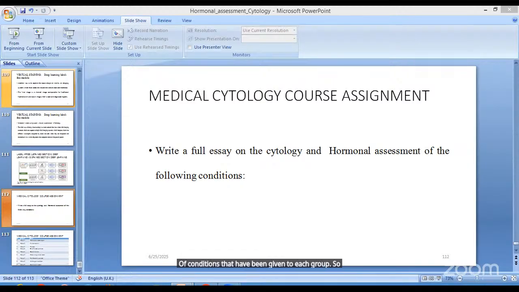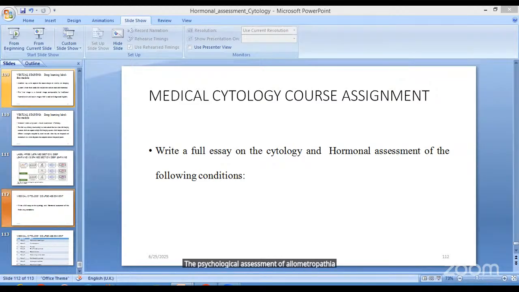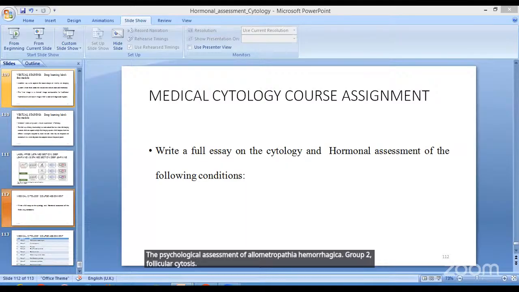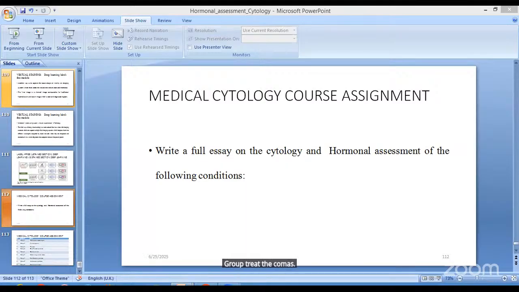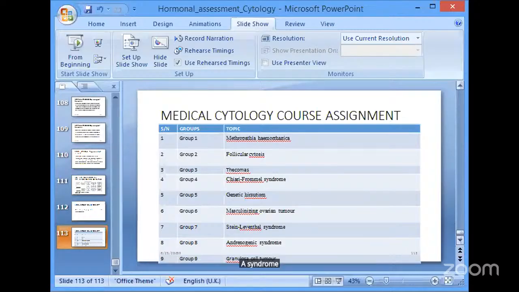So each condition: group 1 will write an essay on the cytological assessment of metropathia hemorrhagica. Group 2, follicular cytosis. Group 3, thecomas. Group 4, Chiari-Frommel syndrome. Group 5, genetic hirsutism. Group 6, we work on masculinizing ovarian tumor. Group 7, we work on Stein-Leventhal syndrome. Group 8, androgenic hyperplasia, and group 9, granulosa cell tumor.